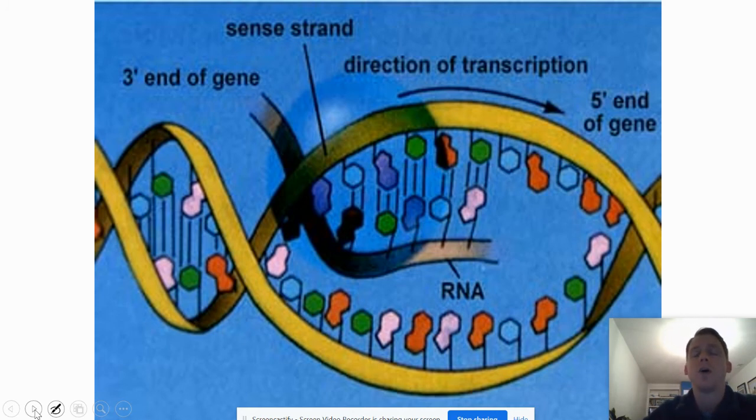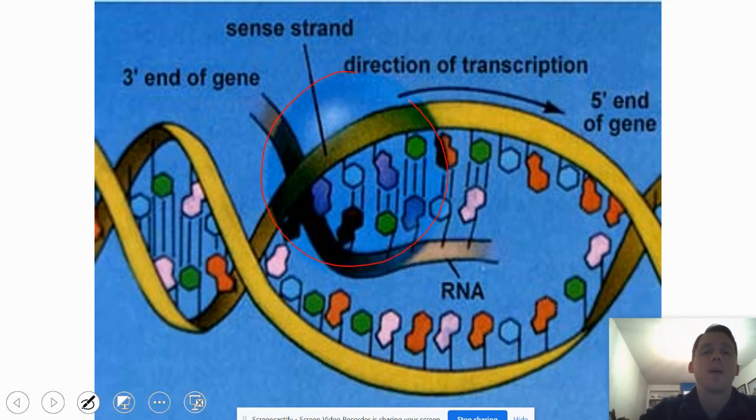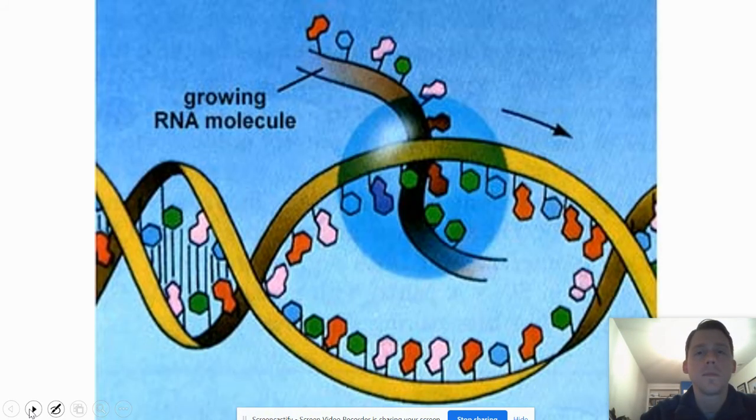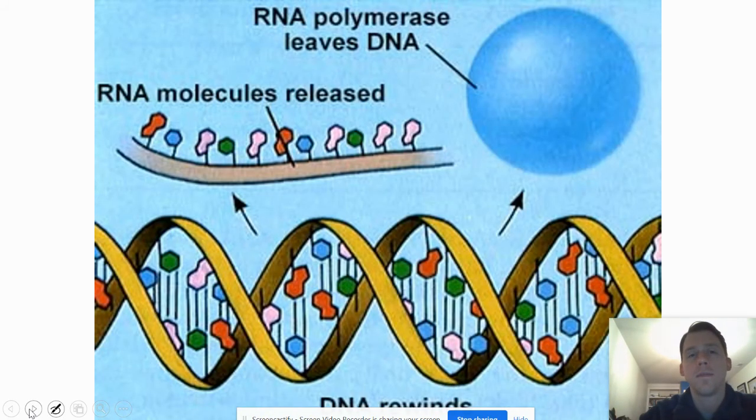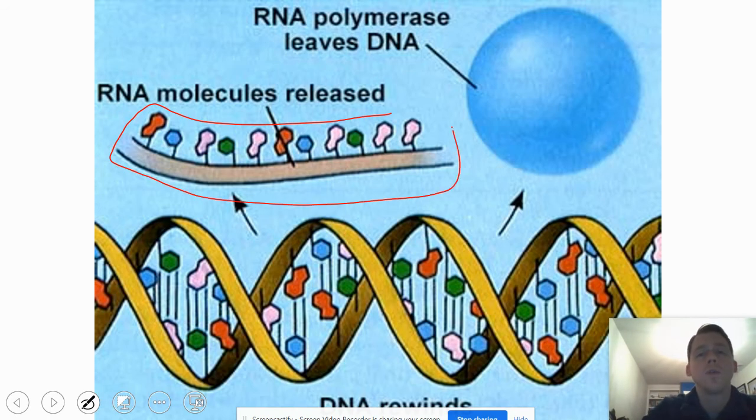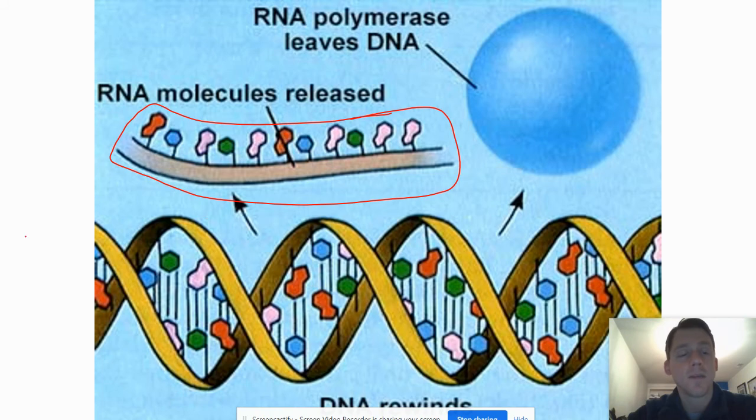So here we see it all falling apart. The RNA is becoming detached, and the RNA polymerase is also detaching. And there it is, all done. Here's the RNA molecule. Notice that it is single-stranded. Notice that it's shorter than the DNA. And notice that it would, if you could tell, have uracil instead of thymine.